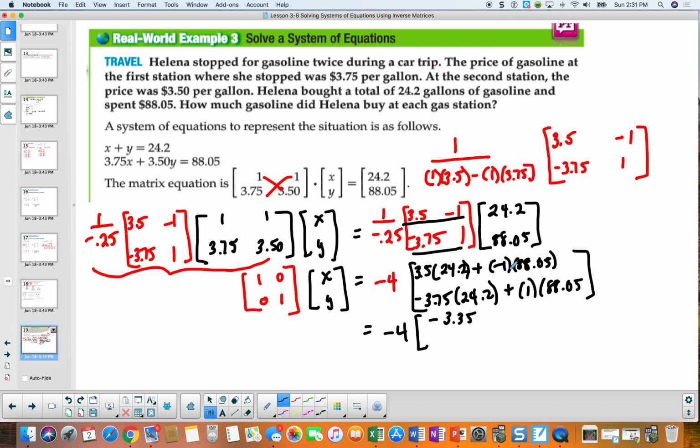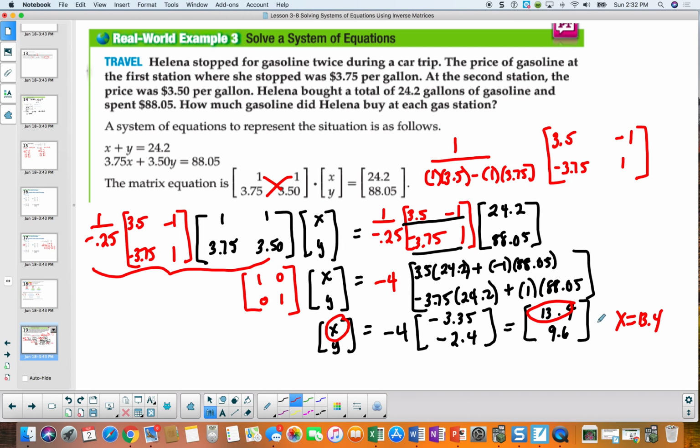Now I'm going to multiply these. Negative 3.75 times 24.2 plus 88.05, and I'm going to get negative 2.4. I still need to multiply by my scalars. So negative 3.35 times negative 4, and I'm going to get 13.4, and now I'm going to take negative 4 times negative 2.4, and I'm going to get 9.6. Now this tells me what x and y are. So x is equal to 13.4, and y equals 9.6.